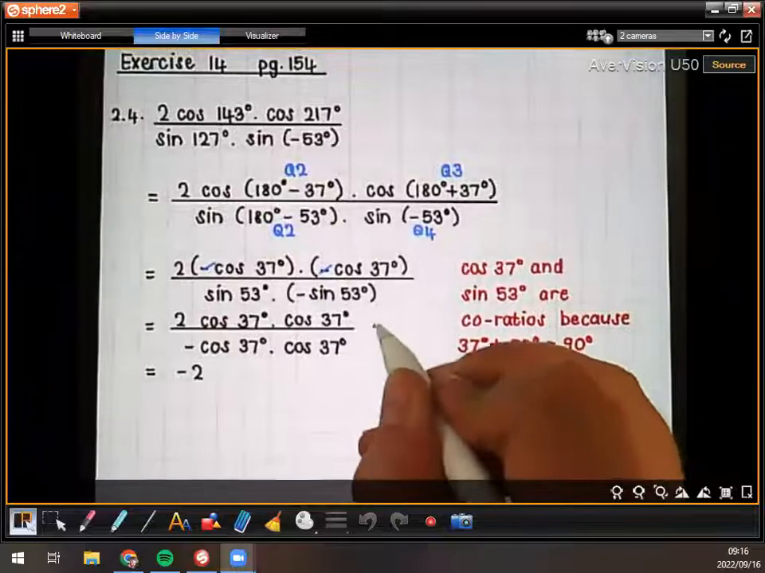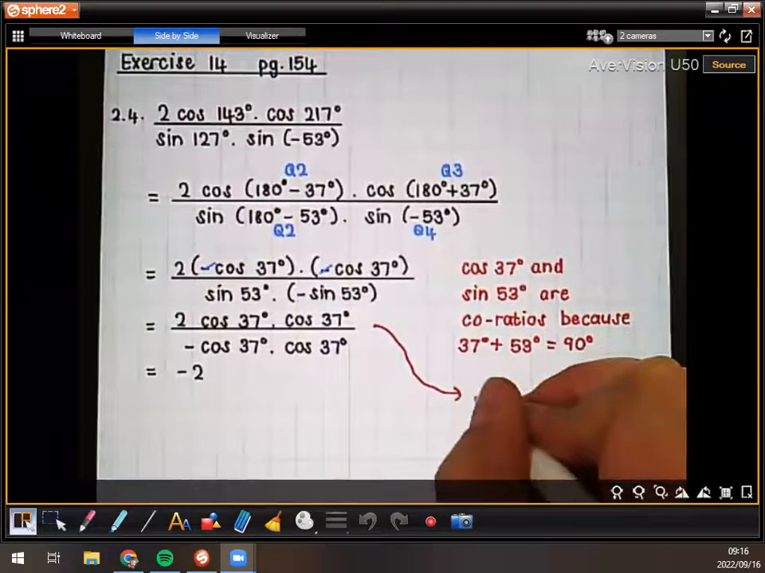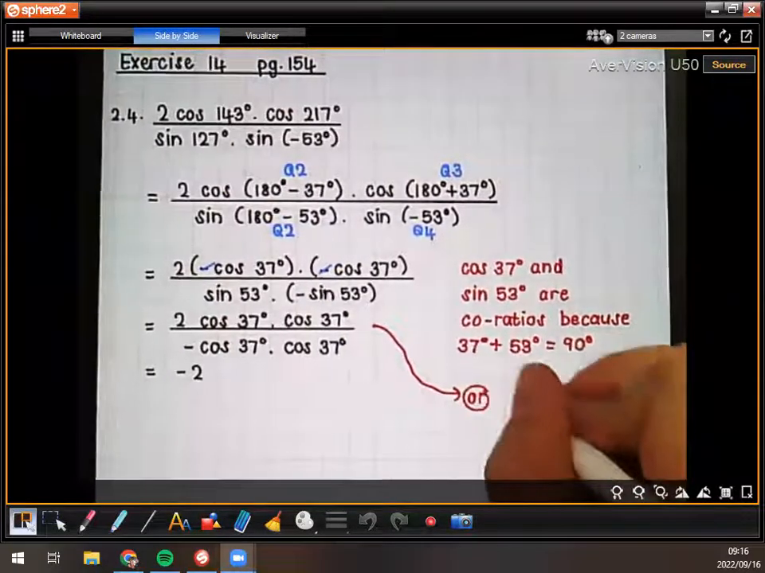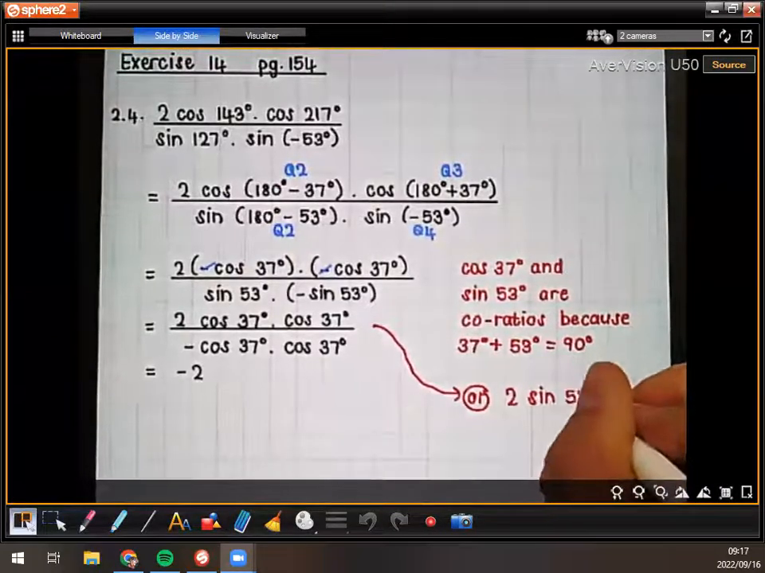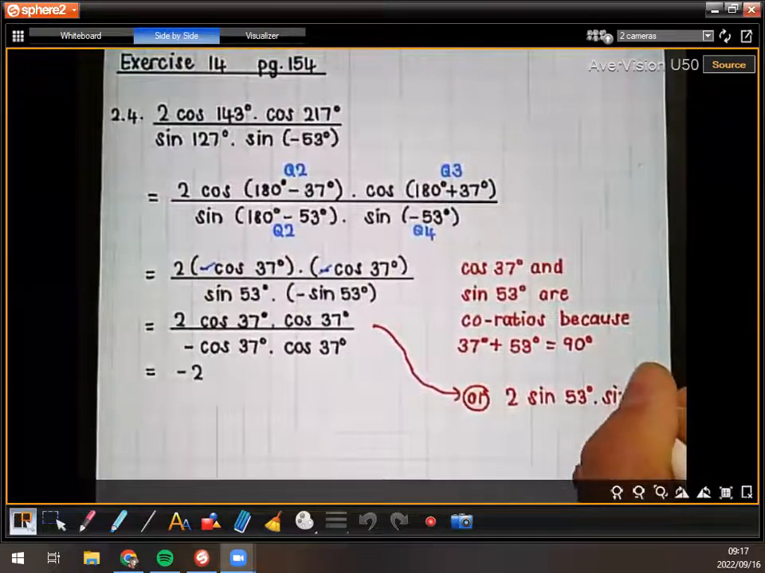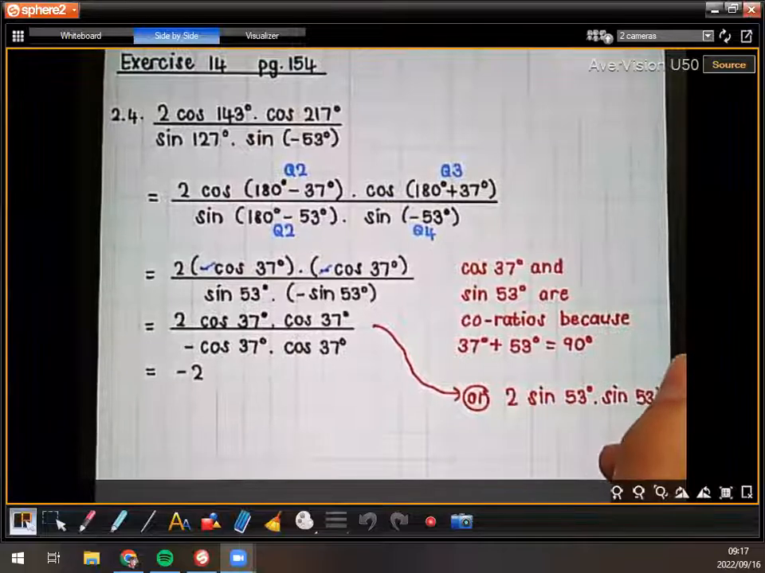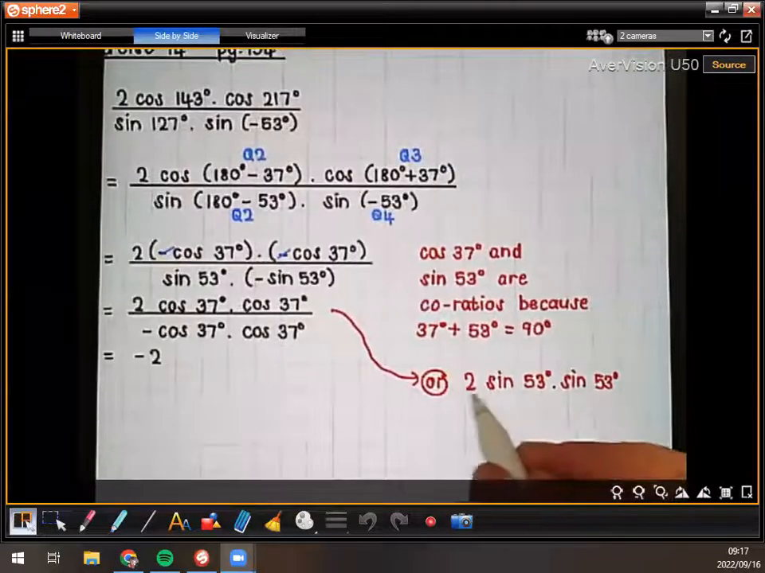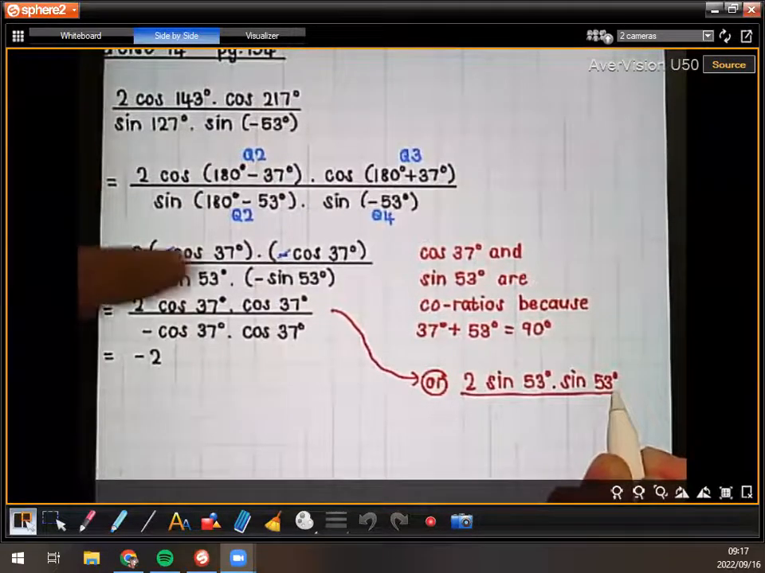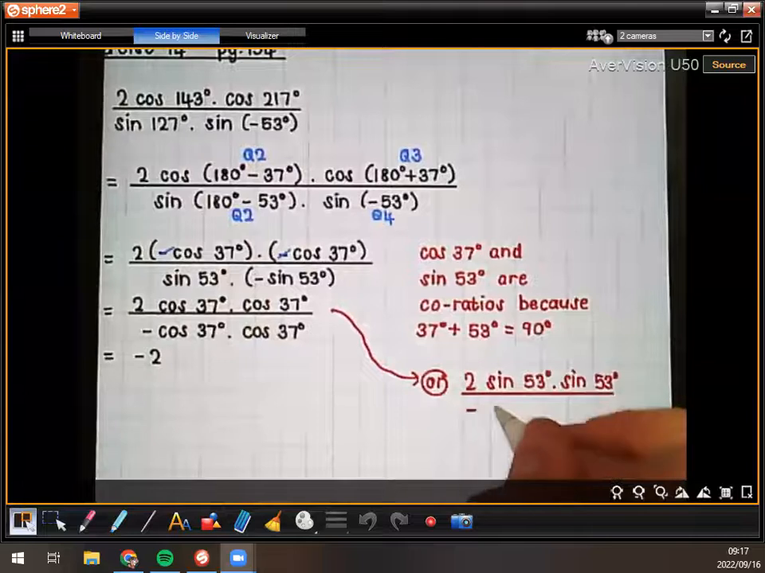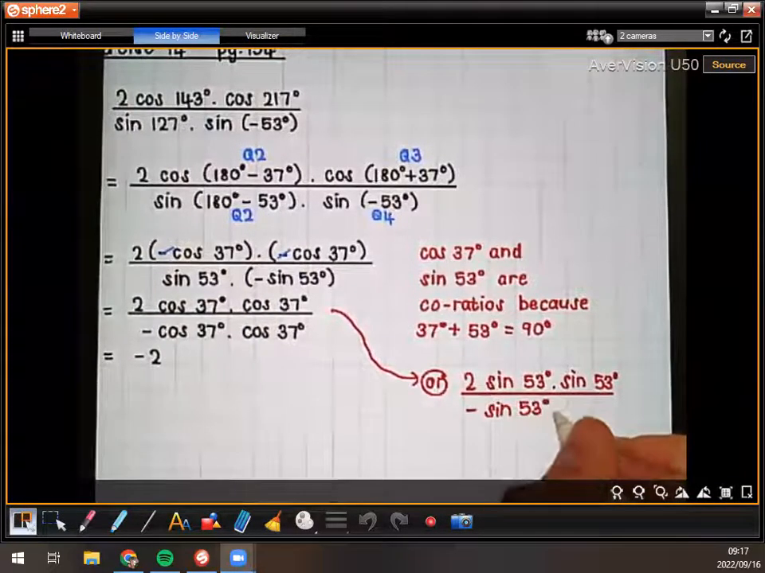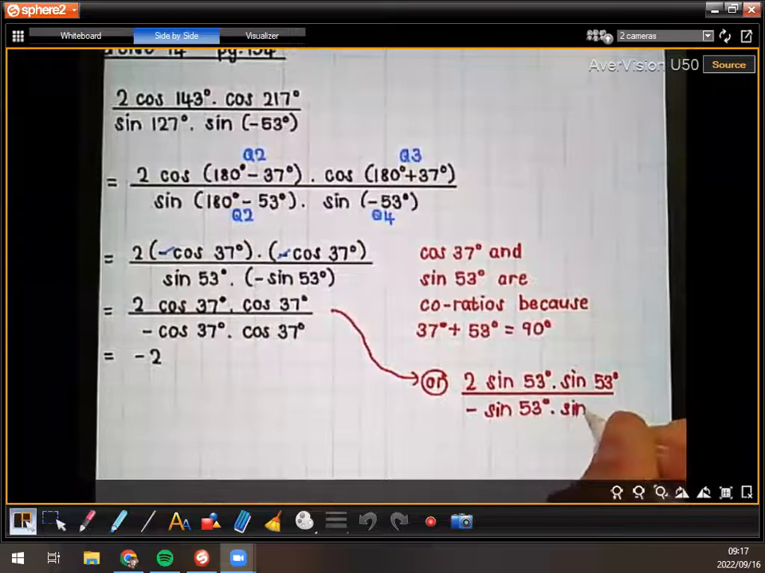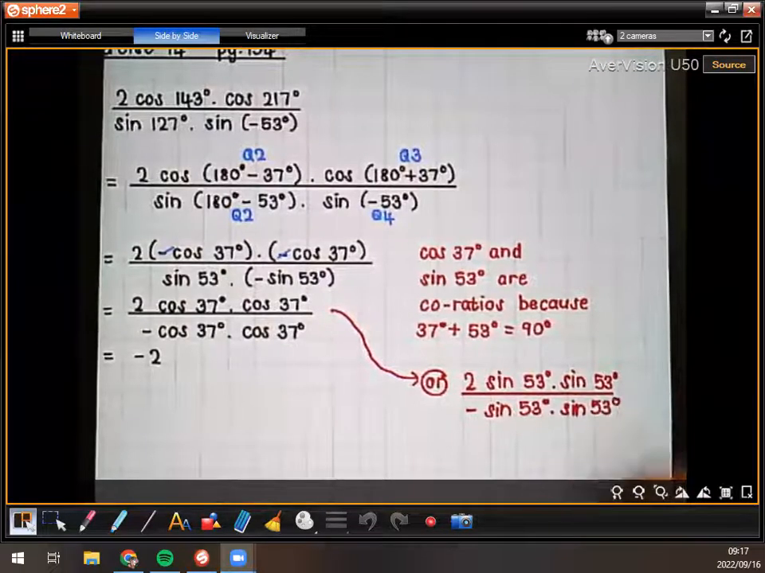All right, so this line you also could have had 2 sine 53 times sine 53 over, what did I have at the bottom? There was 1 minus, so negative sine 53 times sine 53. You also could have written it as sine squared 53. That also would have been fine.